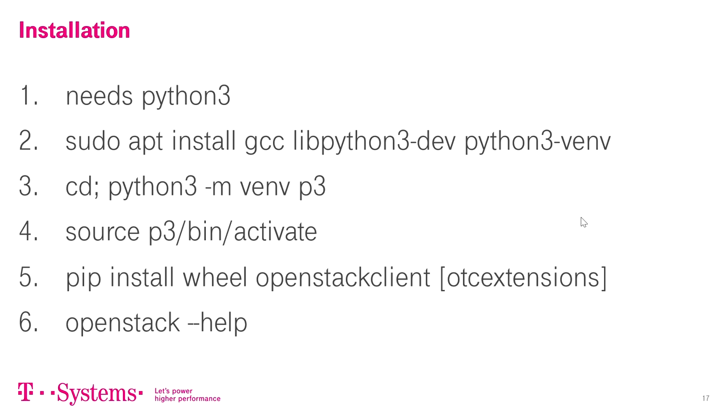Then I create a virtual environment named P3. I activate it, and then you just have to install, in essence, OpenStack Client as the basic package from the PyPI repository. In my case, I also install the wheel and OTC extensions packages because then everything gets compiled and it's a little bit faster. But those five steps done, you can issue OpenStack --help and use that.